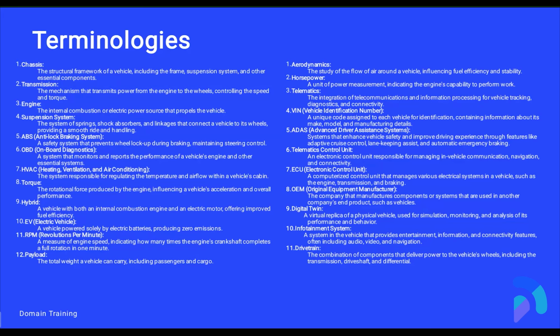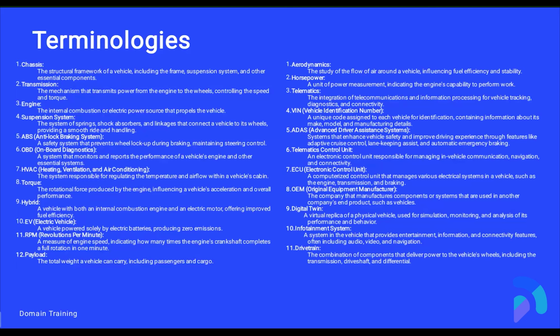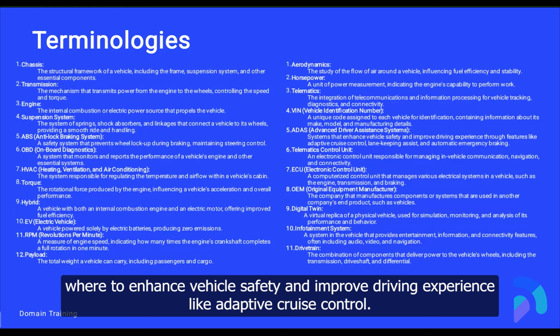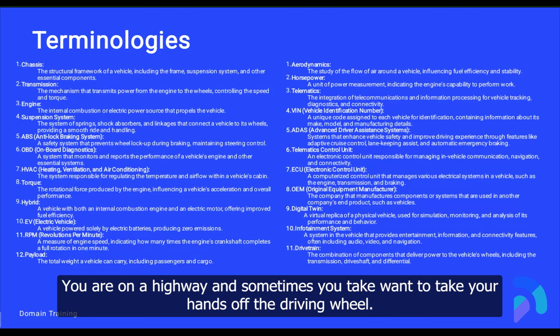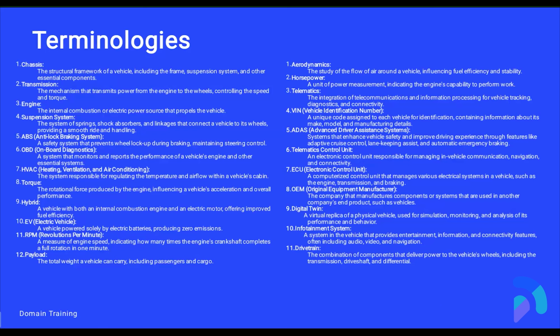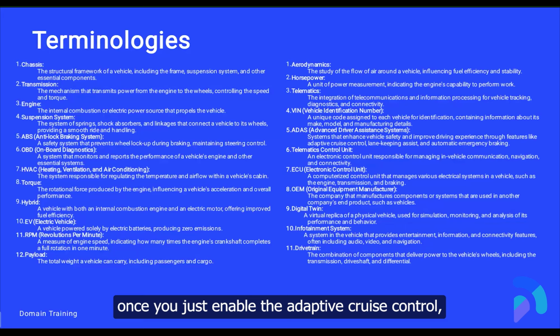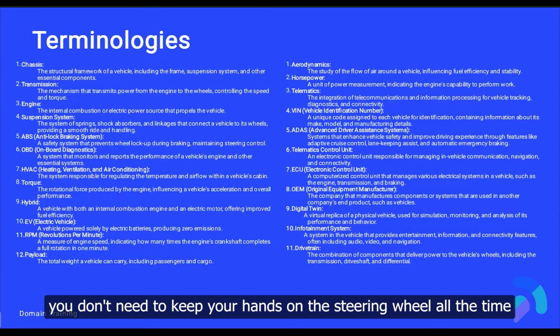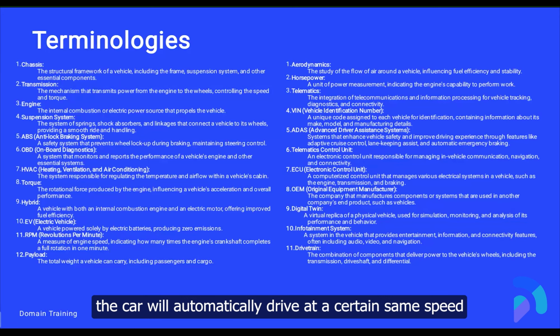Next is the ADAS. ADAS is the Advanced Driver Assistance Systems. This is a very new concept that has come in to enhance vehicle safety and improve driving experience, like adaptive cruise control. So what is adaptive cruise control, right? You're on a highway and sometimes you want to take your hands off the driving wheel. Once you're at a certain speed, once you enable the adaptive cruise control, you don't need to keep your hands on the steering wheel all the time, right? So the car will automatically drive at the same speed for some time.